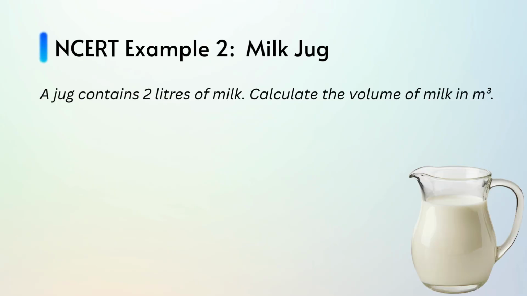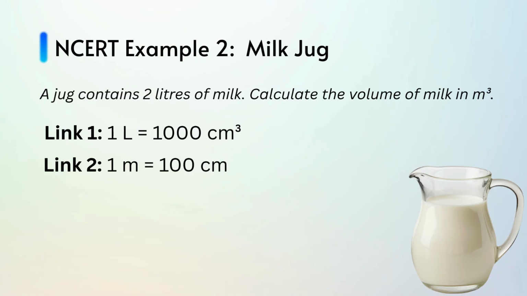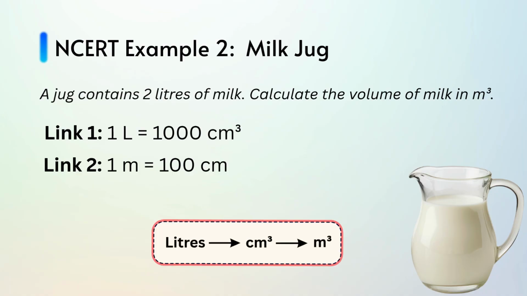Let's solve another NCERT example. A jug contains 2 liters of milk. We need to calculate its volume in cubic meters. This time conversion is not direct. We need to move from liters to cubic centimeters and finally to cubic meters. So we need 2 conversion links. The first link is 1 liter is equal to 1000 cubic centimeters. The second link is 1 meter is equal to 100 centimeters. So our pathway becomes liters to cubic centimeters to cubic meters.